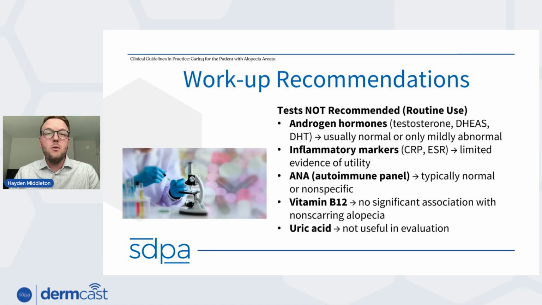So androgen hormones, I know, are one that is ordered quite a bit. These are usually normal or only mildly abnormal when it comes to alopecia areata and likely do not have significant clinical relevance. Inflammatory markers, ANA, vitamin B12, uric acid, again, all of those perhaps can be helpful if you're looking at a specific other presenting factor besides just alopecia areata.